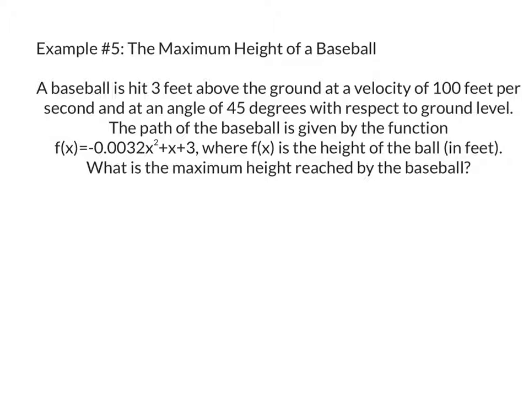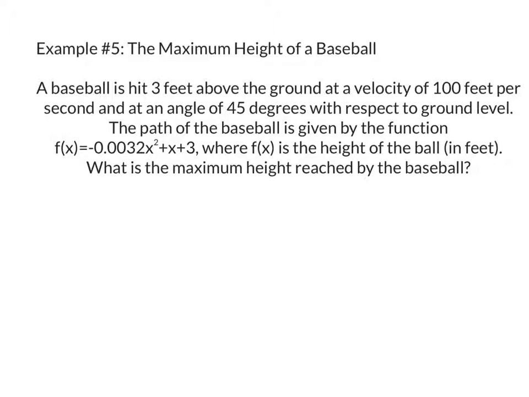All right, so now we get on to some word problems. It says a baseball is hit 3 feet above the ground at a velocity of 100 feet per second and at an angle of 45 degrees with respect to ground level. The path of the baseball is given by the function f of x equals negative 0.0032x squared plus x plus 3, where f of x is the height of the ball in feet. What is the maximum height reached by the ball?